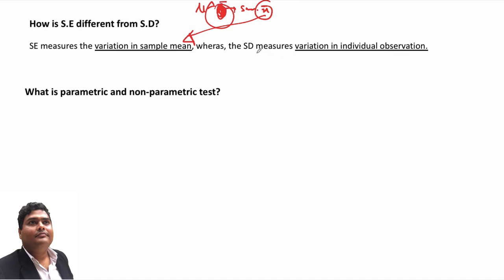But when I am talking about the standard deviation measures, then I am talking about the variation in individual observation. That means, let's say it's supposed to be mu, but in this case x1. Is it clear? So this is the variation we are talking about in case of standard deviation. This concept is very important to understand.